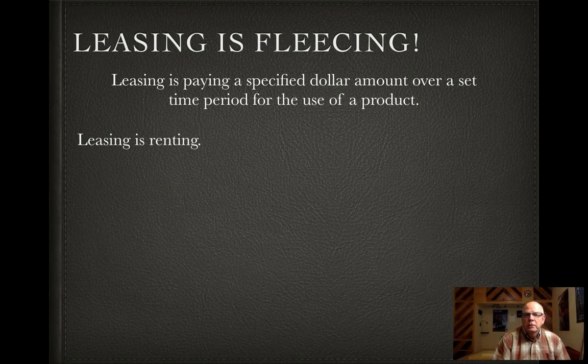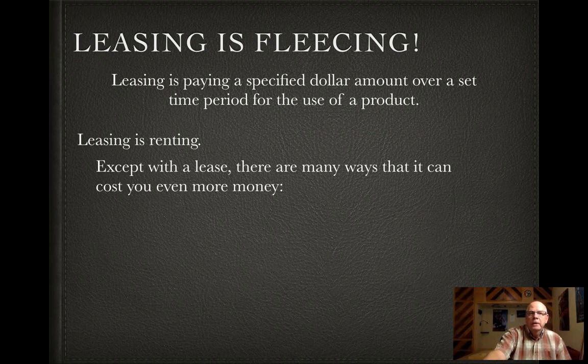That's it. Okay, so you need to understand that you never own the car within the terms of the lease. You can buy the car at the end of the lease by paying out what it's worth at that time, but the lease is not purchasing the car at all. Okay? With a lease compared to a purchase, there are many more ways that a lease can cost you money.